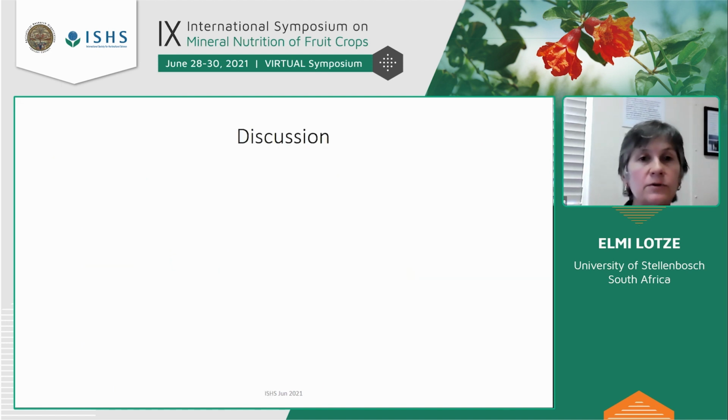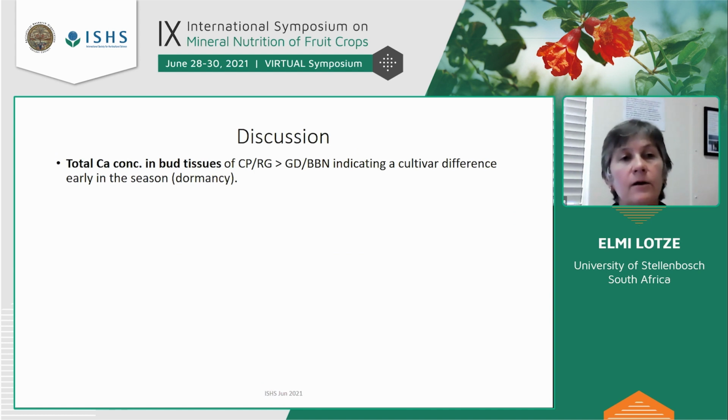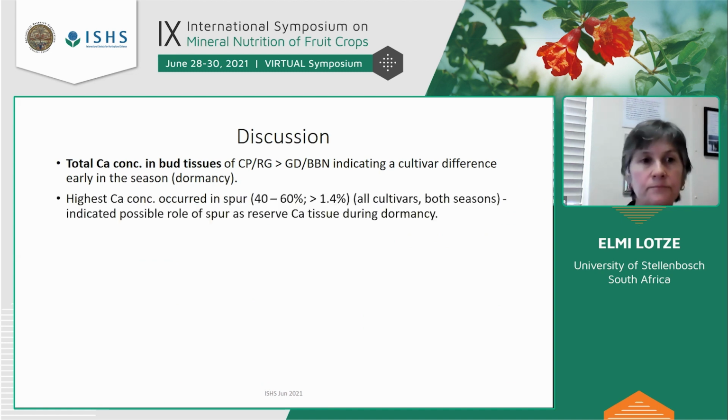So now we can move towards the discussion. We noticed that the total calcium concentration in the bud tissues was always higher in the Crips Pink and the Royal Gala compared to the Golden Delicious and the Brabant. This may indicate a cultivar difference that we see already early in the season or during dormancy.